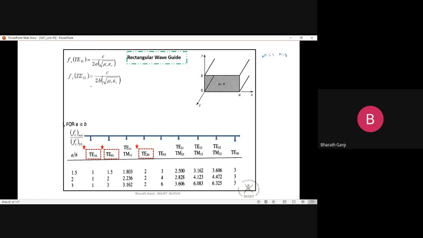The cutoff frequency for TE01 mode is C/2b times the square root of mu r epsilon r, and the cutoff frequency for TE20 mode will be 2 times the cutoff frequency of TE10 mode. So you get C/a into square root of mu r epsilon r. These are the cutoff frequency formulas. Once I have the formulas for the cutoff frequencies, I want to see where each cutoff frequency lies.